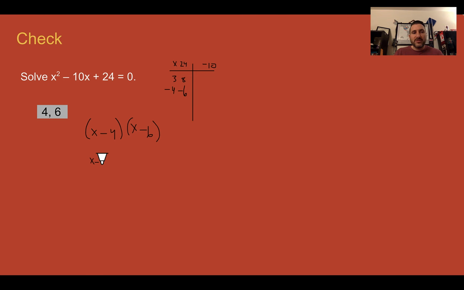Solving, x minus 4 would be equal to 0, so add 4 to both sides, x is equal to 4, and then x minus 6 is 0, add 6 to both sides, so x will be equal to 6.